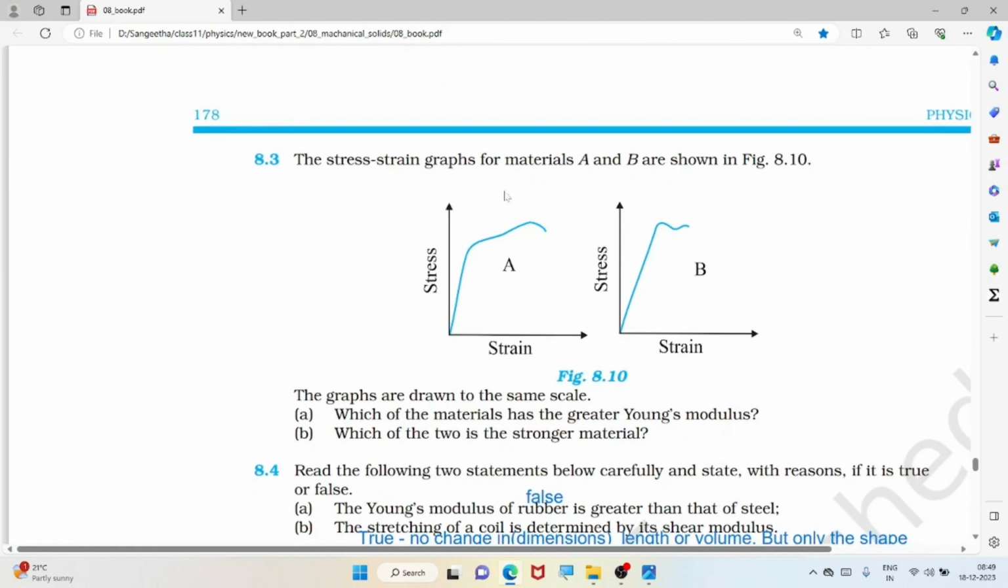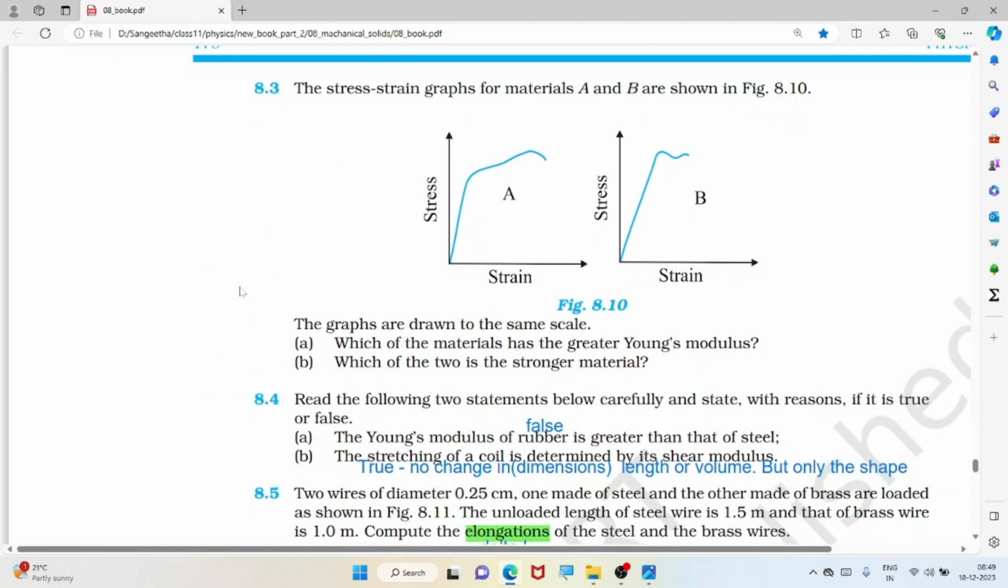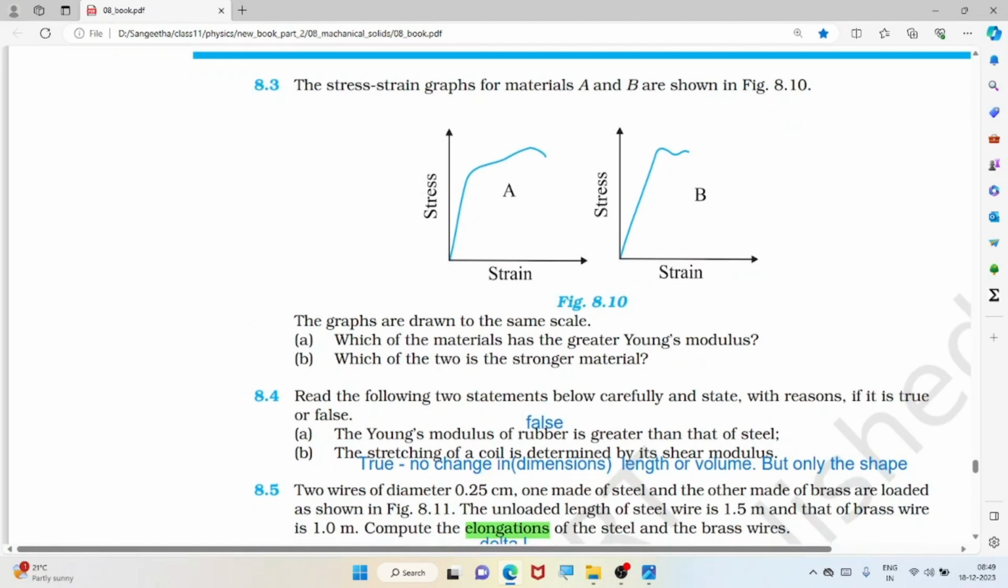The stress strain graph for the material A and B is given. Which of the materials has the greater Young's modulus? The slope is more for the stress by strain. The slope will be more for this. Looking at this itself, we can make out. Slope is more for this, so Young's modulus will be more for this curve.